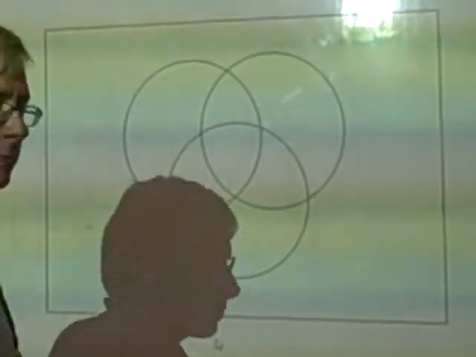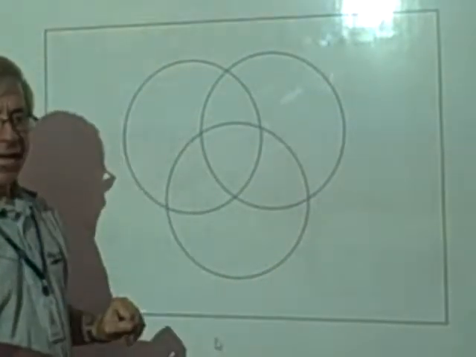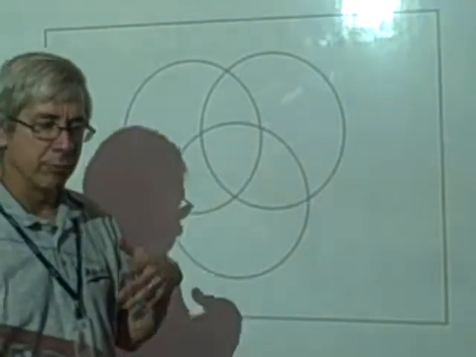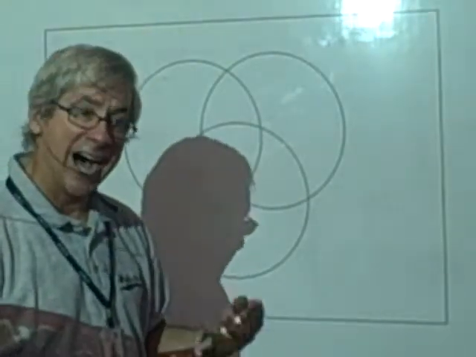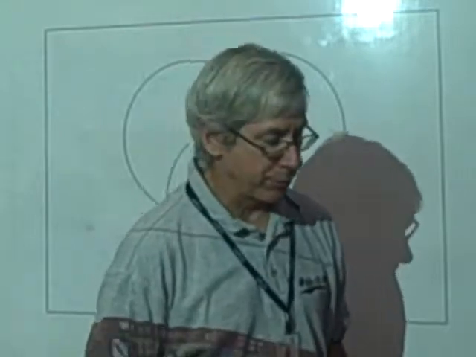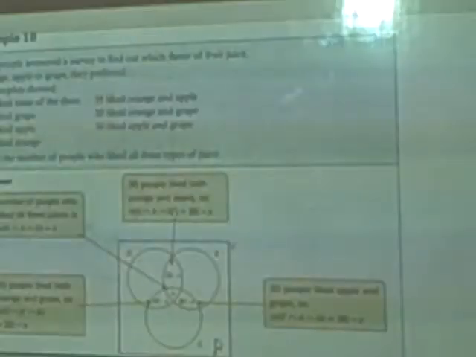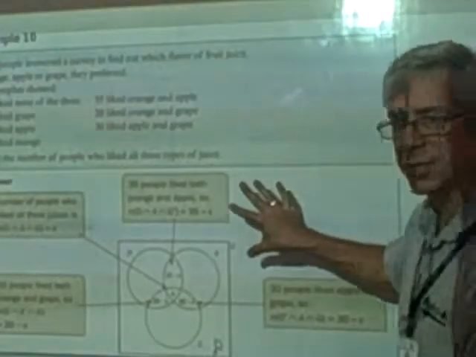Okay, as I promised, here's a three-set Venn diagram, and we're going to do one of those. Now, for that problem, we're going to go forward into section 8I, and we're looking at problem number 3. So here's example 10, which comes right before that.